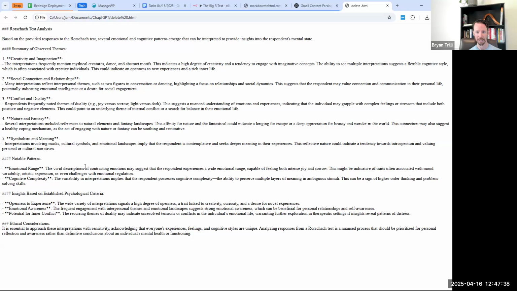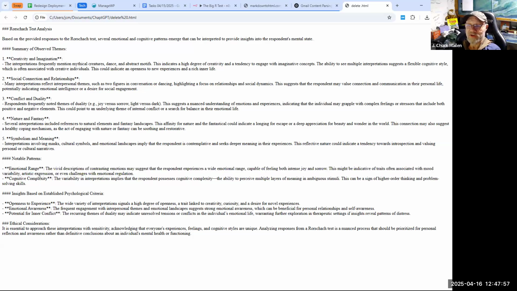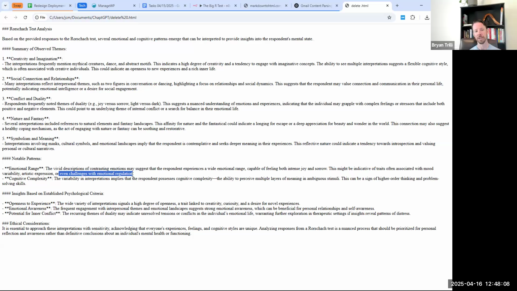The individual may grapple with complex feelings or stressors, positive and negative. Is that good because they're balanced? Under notable patterns, I noticed this under emotional range. It talks about the vivid contrast and everything, and how that can be artistic expression, or it could even denote challenges with emotional regulation. So I think the bot might be going crazy, guys. Be very gentle talking to the bot. On the edge. Interesting. Maybe it didn't like your questions.